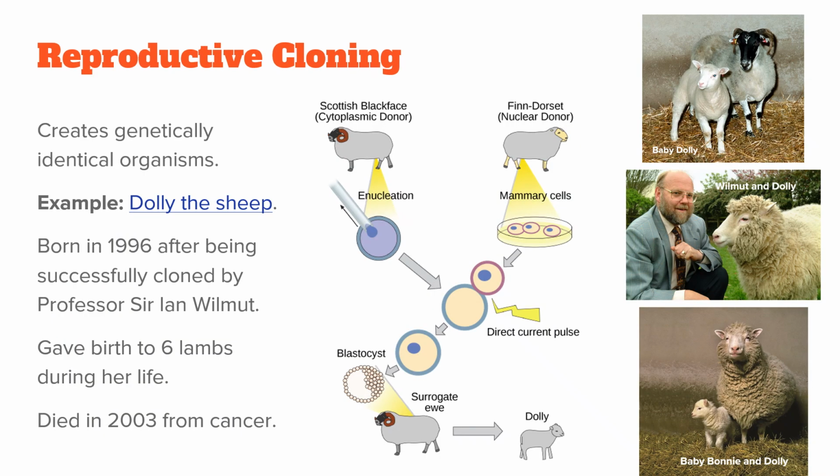Reproductive cloning is different from molecular cloning. It creates an entire organism that is genetically identical to another. The famous example is Dolly the sheep, cloned in 1996. Scientists transferred the nucleus of an adult sheep cell into an egg cell that had its nucleus removed, then implanted it into a surrogate. Dolly proved that specialized cells could be reprogrammed to create a whole organism.